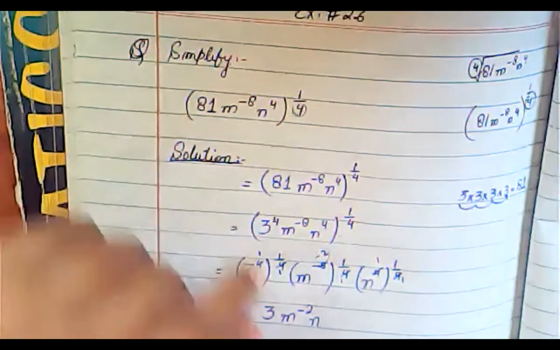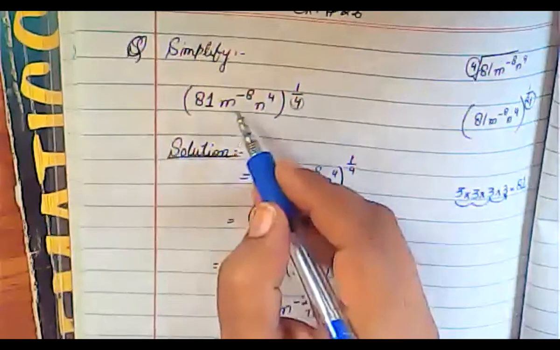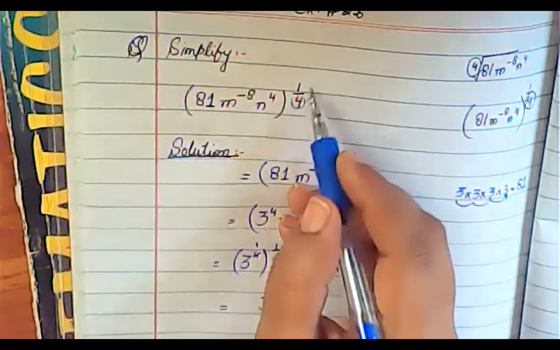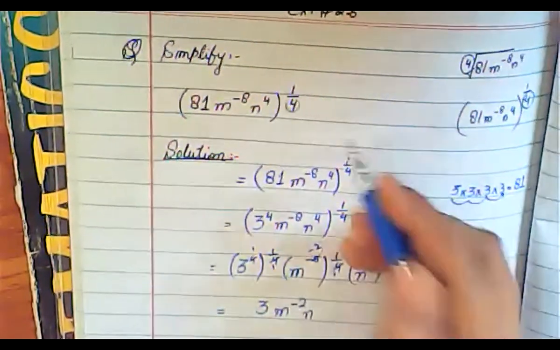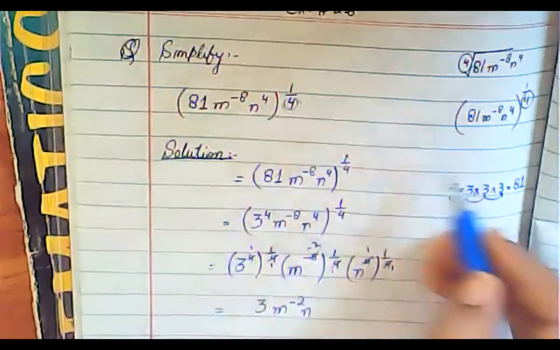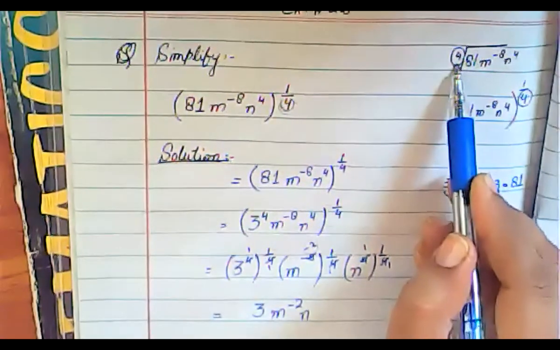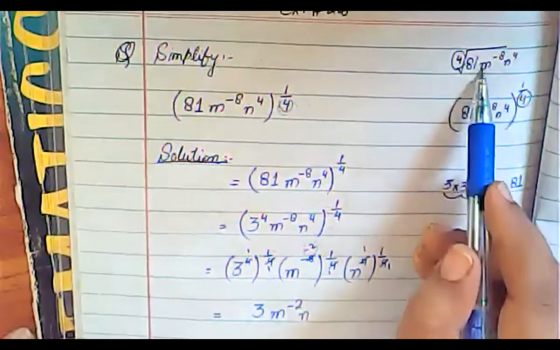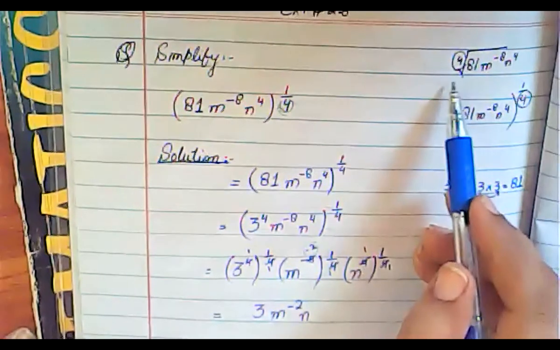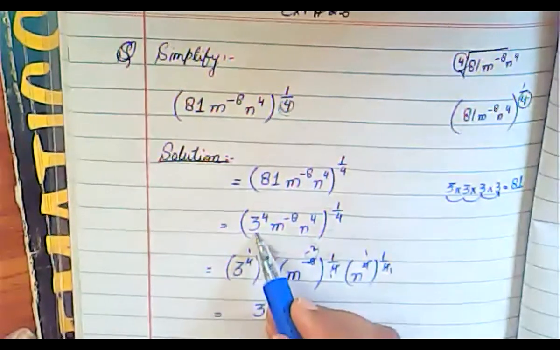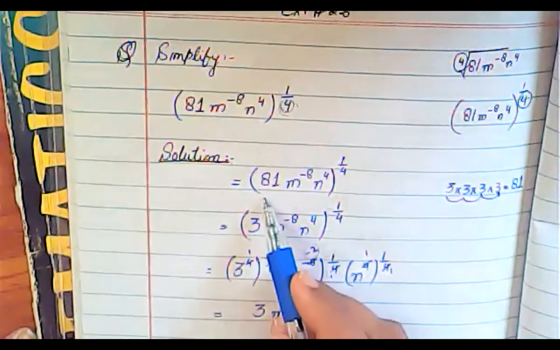Now, question here is 81, m minus 8 and 4 raised to the power 1 upon 4. And what I have told you here, that this 4 is basically your index. So fourth index, fourth root hai. So what does it mean, fourth root hai? So you have to take the fourth power of the given number.